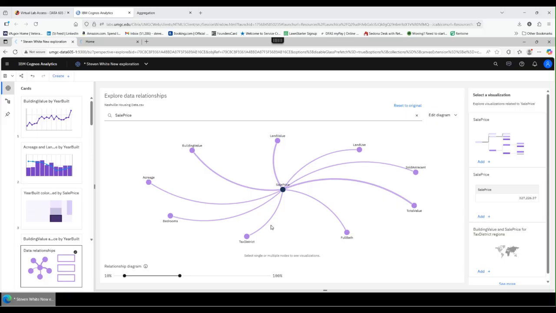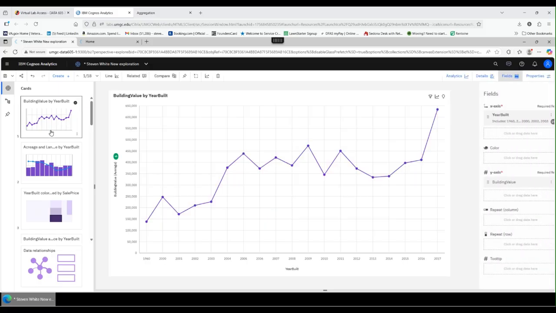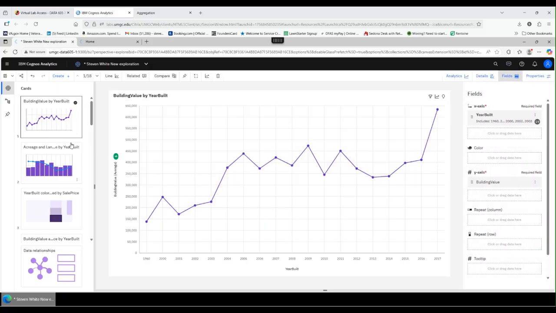In Cognos, I created several visualizations to uncover different patterns. First, you can see we're looking at the building value over the year built. This is actually starting from 1960 going up to 2017. You can see the trends of the value of the building over time.